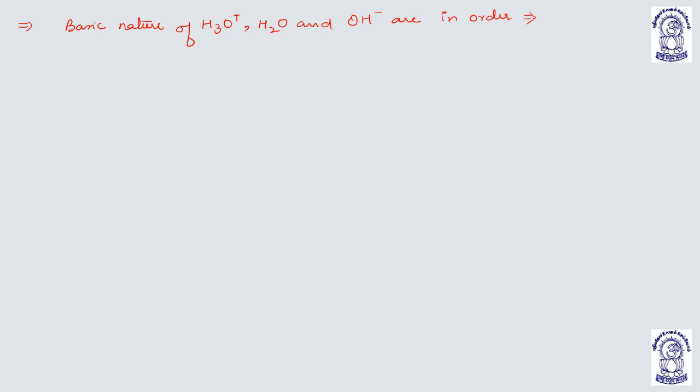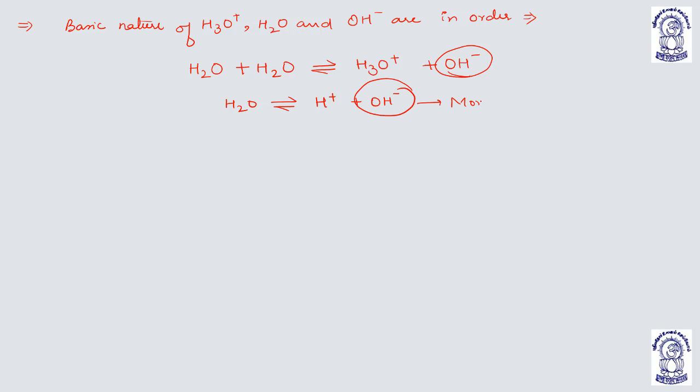Now, basic nature depends upon the stability of the anion, the stability of the conjugate base. So when water self-ionizes, it will form H3O plus and OH minus. Now, as I have to find out the basic character, this is the conjugate base, OH minus. So when water releases H plus to form OH minus, we get a more stable conjugate base.